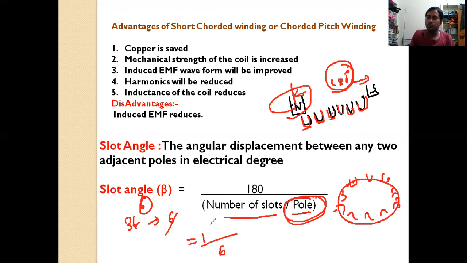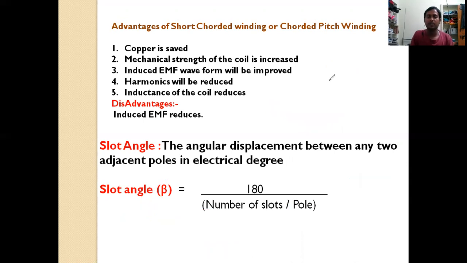But between these two poles, it is 180 degrees. That 180 degrees is distributed over 6 slots. So for one slot, how many degrees? 30 degrees. This 30 is nothing but the slot angle beta. Between the two poles, how many slots are available, that is the number of slots per pole. So between two poles 180 degrees is distributed over that many slots, so the slot angle is 180 by the number of slots per pole.